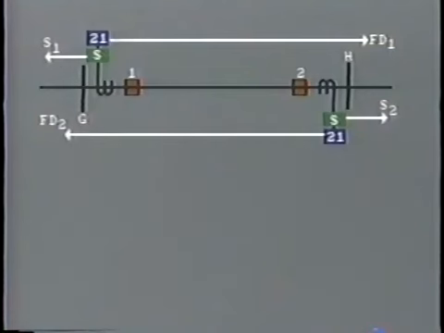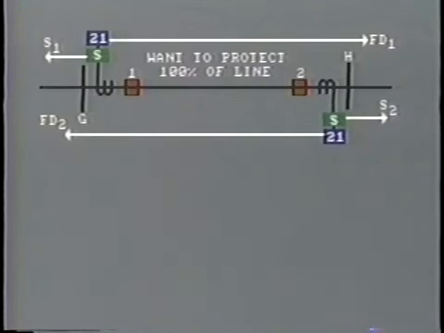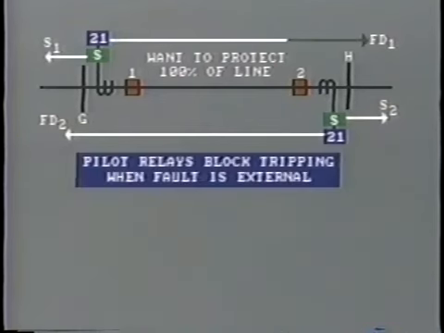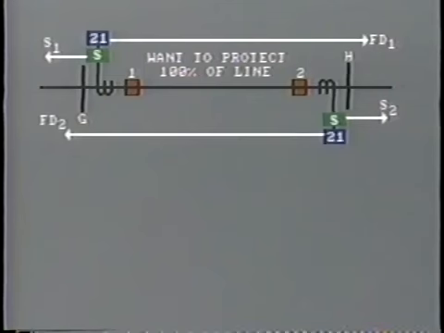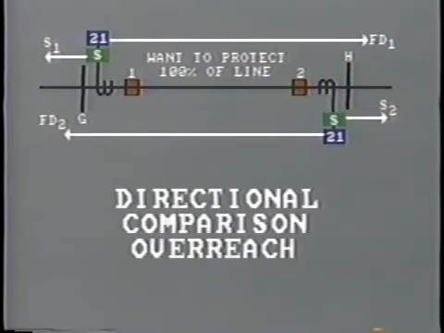One way around this problem is to use signals for blocking instead of as a transfer trip. In this arrangement, in order to achieve the objective of protecting 100% of the line, the relays, that is, the fault detectors, are set to overreach into the adjacent sections of line. The pilot relaying system functions to block tripping when the fault is external. Let's see how this works. Again, directional relays are used at the end of each line, and this system is called the directional comparison overreach.